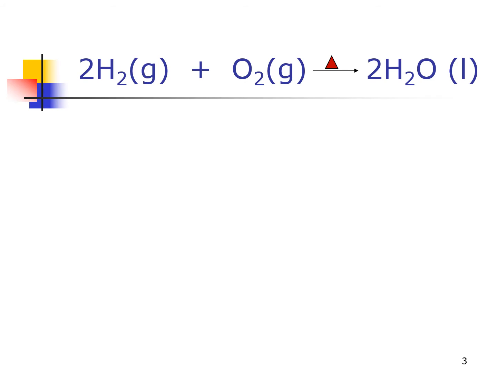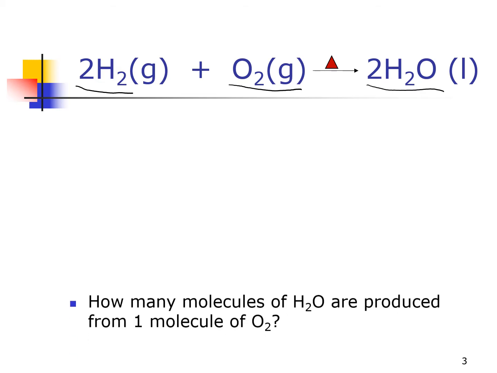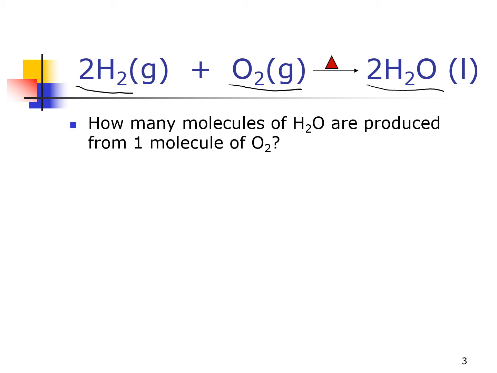The coefficients in a balanced equation tell us the number of molecules of reactants that will produce the number of molecules of products. In this example, we have 2 molecules of hydrogen gas reacting with 1 molecule of oxygen gas, producing 2 molecules of water. How many molecules of water are produced from 1 molecule of oxygen? Our coefficients in our balanced equation determine that.